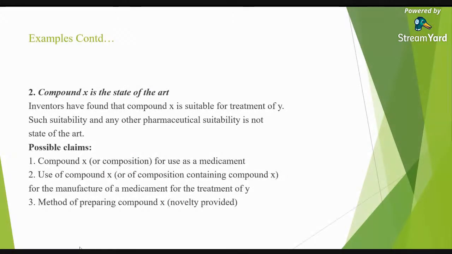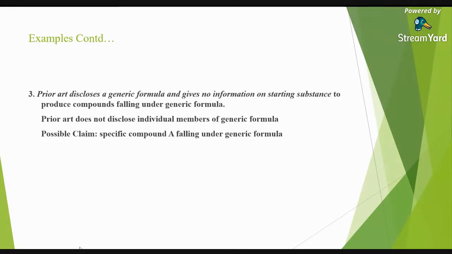Compound X is the state of the art. So compound X is already known, and it is suitable for treatment of Y. So that's what you have found out. So now how will you claim compound X, or composition for use as medicament, or use of compound X for manufacture? So the second part is known as a Swiss claim. Then if the prior art discloses a generic formula and gives no information on starting substances, you can have possible claims like a specific compound A falling under the general formula. So certain intermediates, this is the way you can claim it.